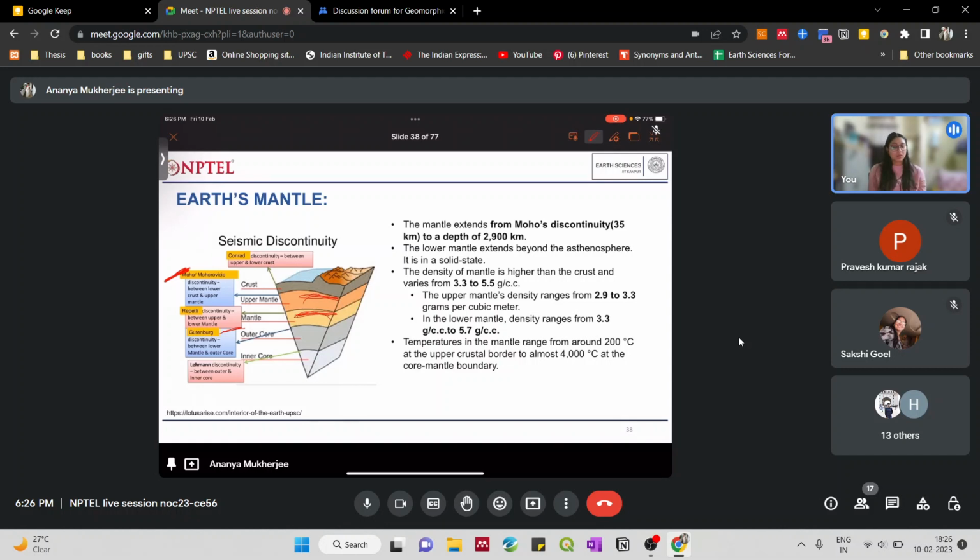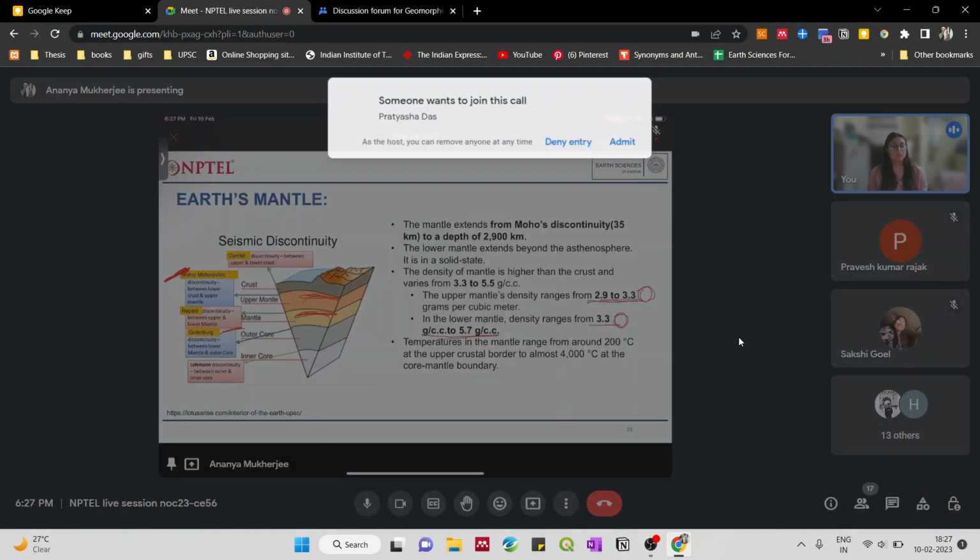Why is it divided into two? It's because of the difference in their densities. We can see that the upper mantle has a lower density and the lower mantle has a higher density. Also, the layering of the earth's interior gives us a very direct indication of the different densities and the density variation that is present within the earth's interior.